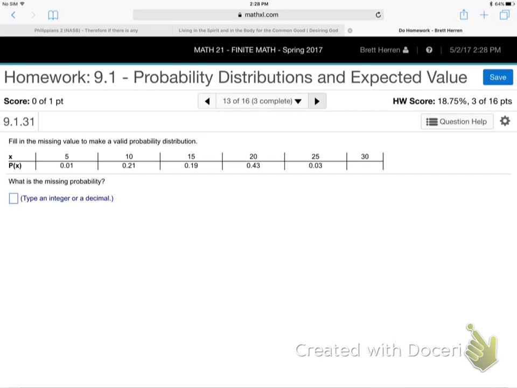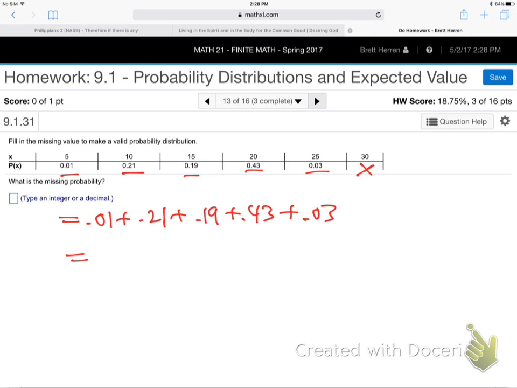So how do we find, call this one X, the one that's missing there? How do we find that x? Subtract all the other probabilities from 1, because they have to add up to 1. So I'm just going to add them all up and then subtract from 1. 0.01, 0.21, 0.19, 0.43, 0.03: 40, 83, 86, 87. Then 1 minus 0.87 is 0.13. That's got to be x. The missing one's got to be 0.13.